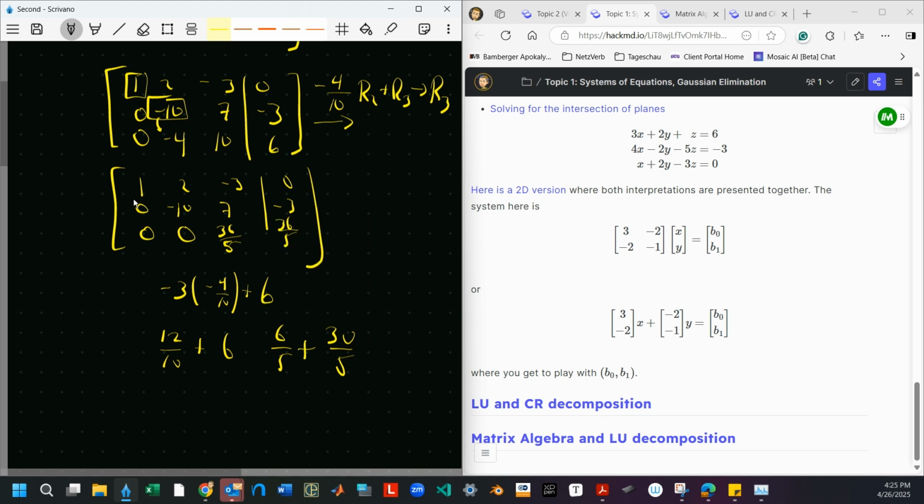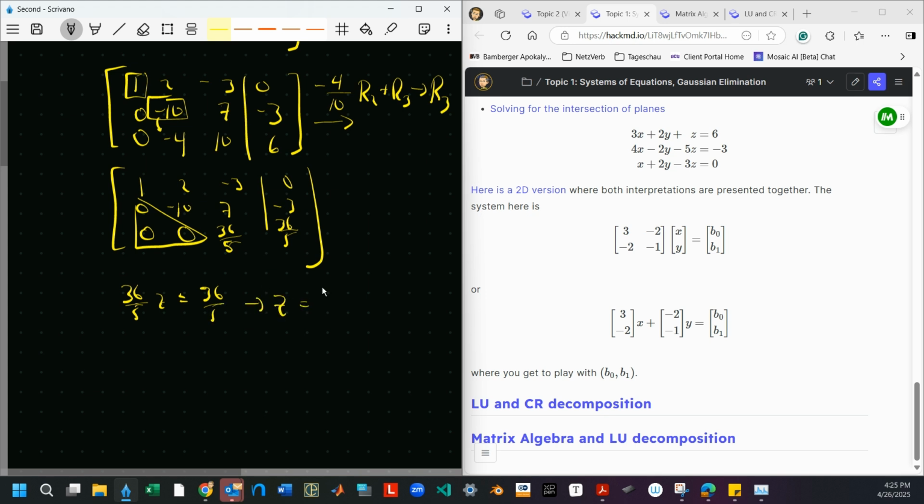Okay. Now we've got this upper triangular form, right? So the lower triangle is all 0, and now we just start doing back substitution again. So what does this first equation turn into? It turns into 36 over 5 z equals 36 over 5. So wow, that's nice. That means z is 1, right?